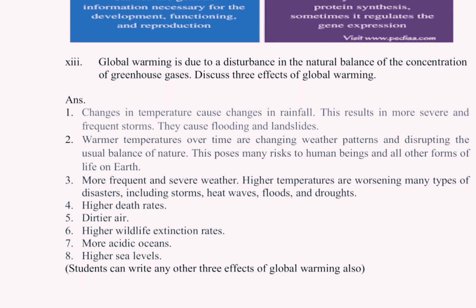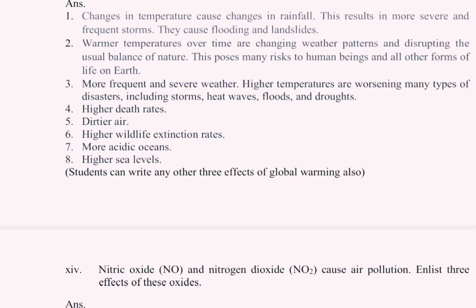Then we have the next question. Global warming is due to the disturbance in the natural balance of the concentration of greenhouse gases. We have to discuss the effects of global warming. We all know them: more floods, warmer temperatures, droughts, certain wildlife species that are now extinct, oceans that are more acidic, rising sea levels, and more heat waves. These are the different effects.